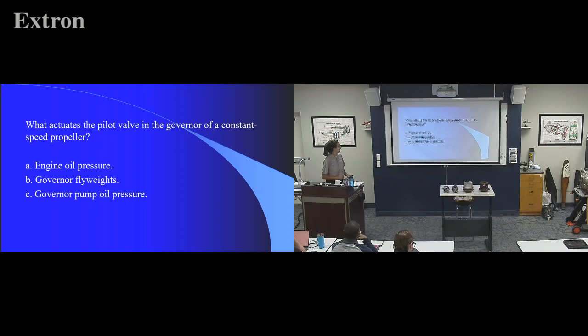What actuates the pilot valve in the governor of a constant speed propeller? Is it engine oil pressure, governor flyweights, or governor pump oil pressure?